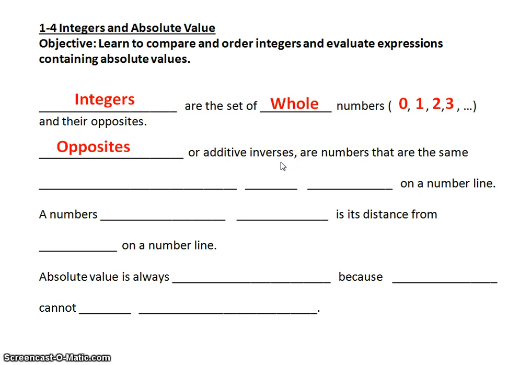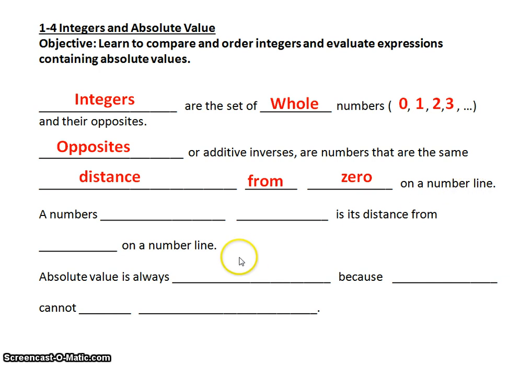Opposites, or additive inverse, are numbers that are the same distance from 0 on a number line. So for instance, 2 and negative 2 are opposites. 33 and negative 33 are opposites because 33 and negative 33 are the same distance from 0 on a number line.